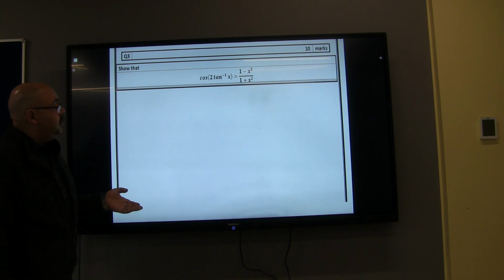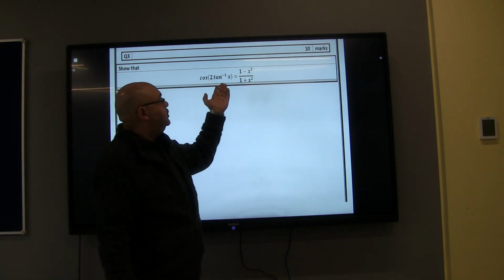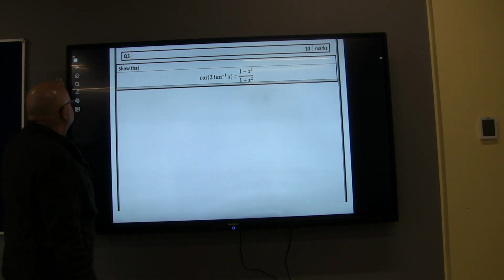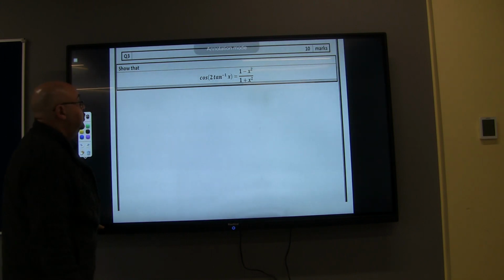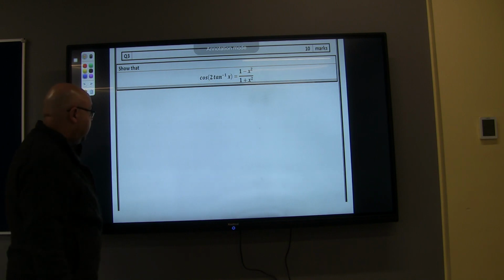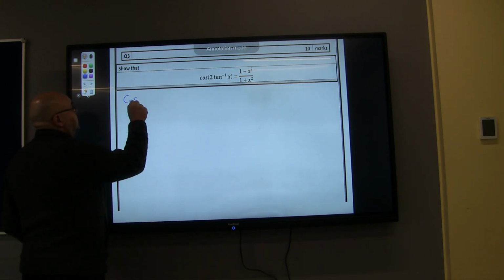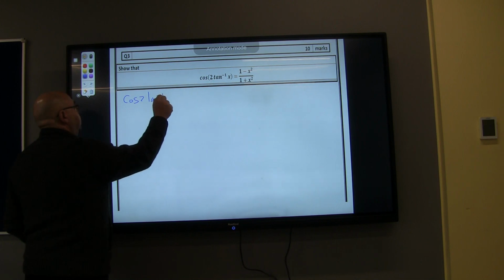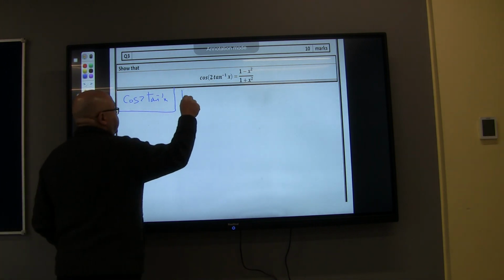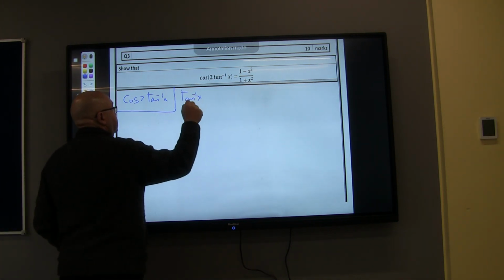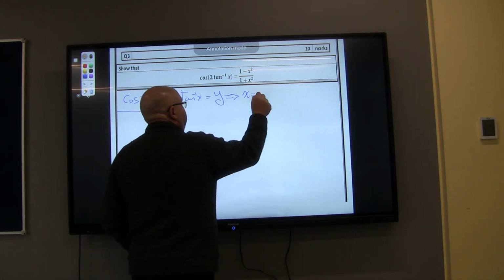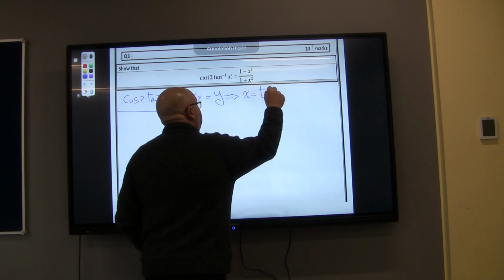You want to simply prove that the cosine of 2 times tan minus 1 x will equal 1 minus x squared over 1 plus x squared. This is very simple. All I have to do is to start from one of the sides and end up at the other side. I will start with the cosine of 2 tan minus 1 x. Actually, it's very simple. Just consider that tan minus 1 x will equal y, and this will imply that x equals tan y.